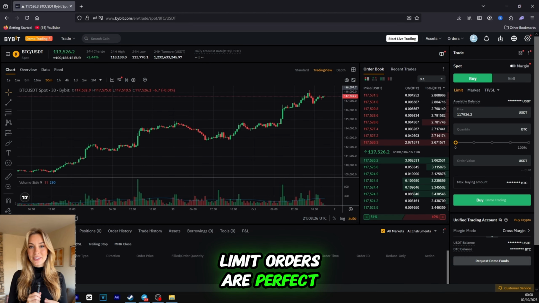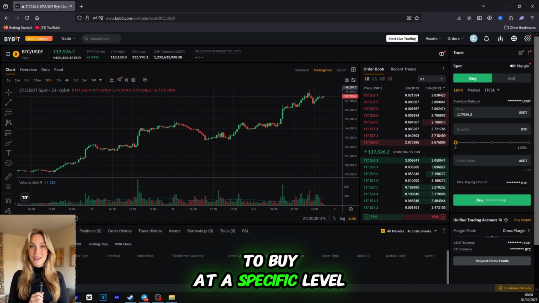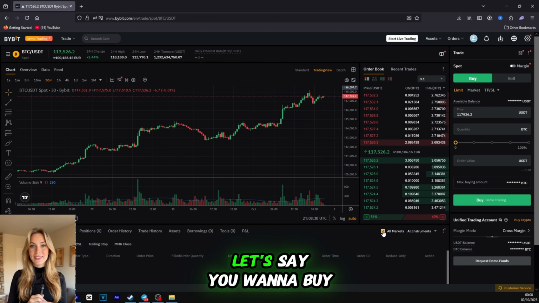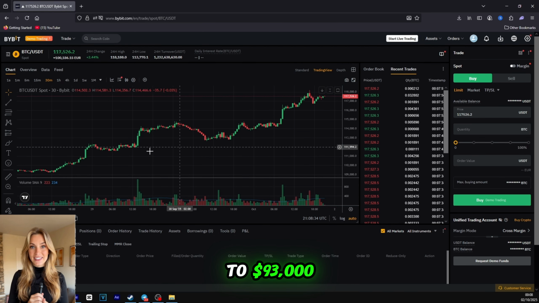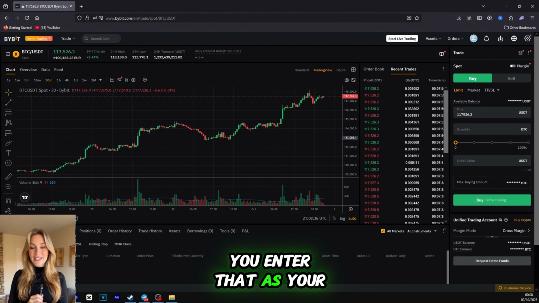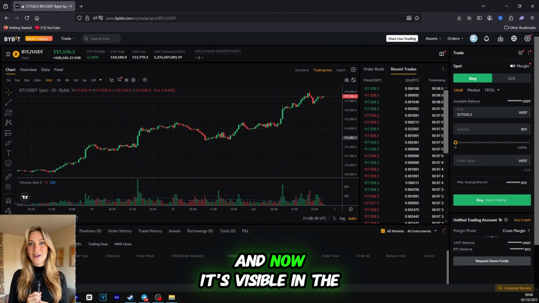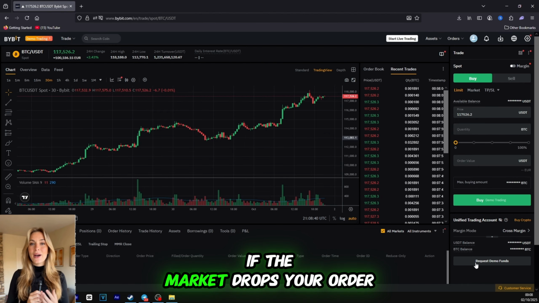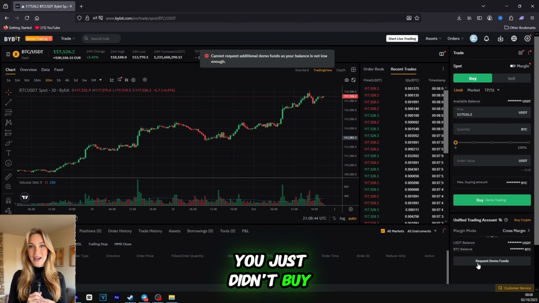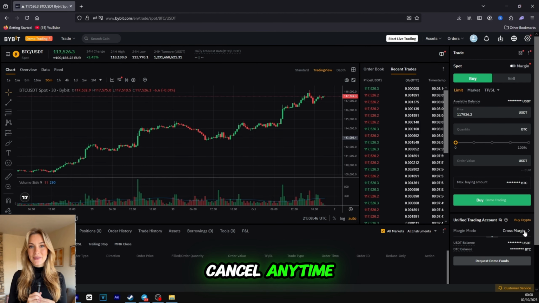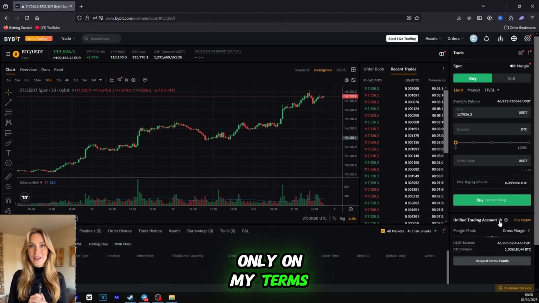Limit orders are perfect if you're patient and want to buy at a specific level. Here's a quick example. Let's say you want to buy $30 worth of BTC, but only if the price drops to $93,000. You enter that as your limit price, confirm the order, and now it's visible in the order book. If the market drops, your order fills automatically. If it doesn't, no problem. You just didn't buy and you can adjust or cancel anytime. Think of it as telling the exchange, I'm willing to buy, but only on my terms.